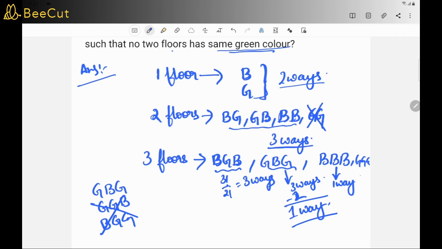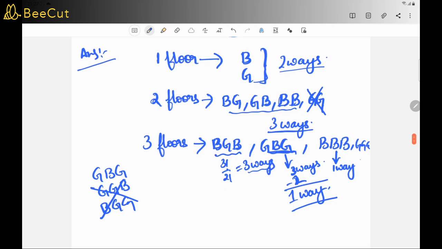3 factorial divided by 2 factorial, that is nothing but 3 ways. Similarly, I'll start with green in the first floor, blue in the second floor, and followed by green in the third floor. This also can be arranged in 3 ways, that is 3 factorial by 2 factorial ways. However, if we look in depth, green followed by blue followed by green, this is one case. Then green followed by green followed by blue, this is another case. Blue followed by green followed by green, this is another case.